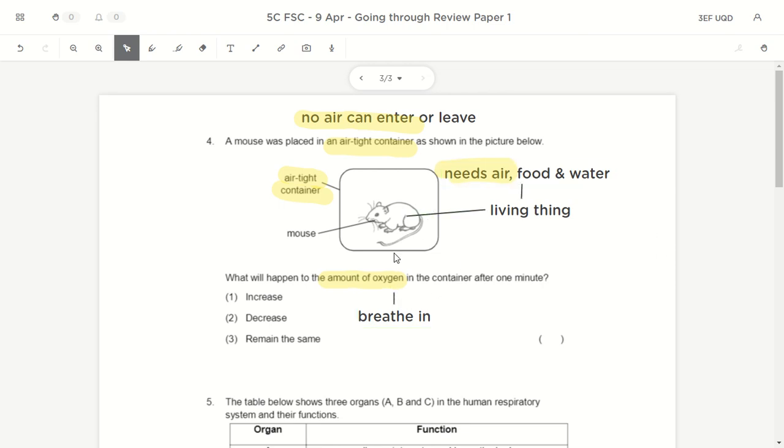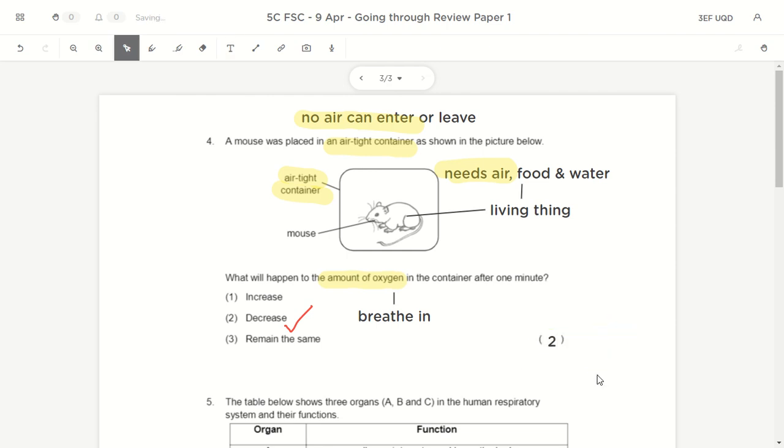So as the mouse breathes in the oxygen, what happens to the amount of oxygen? Will it increase, decrease, or remain the same? If the mouse uses the oxygen inside the container, the oxygen in the end must decrease. Alright? Okay, must decrease. So the answer is actually 2.